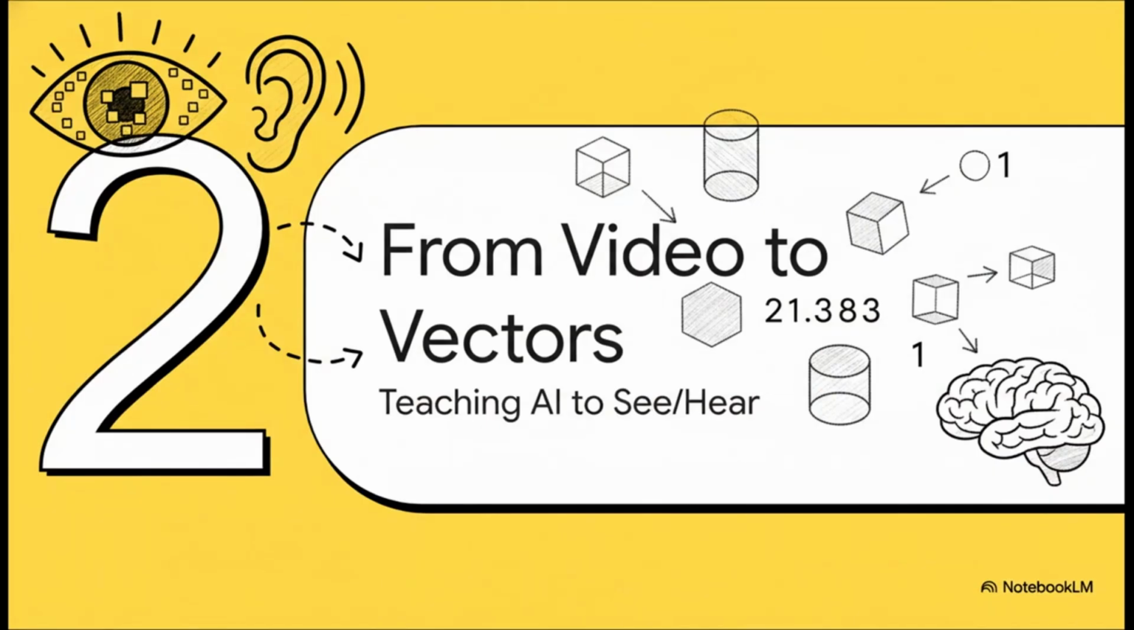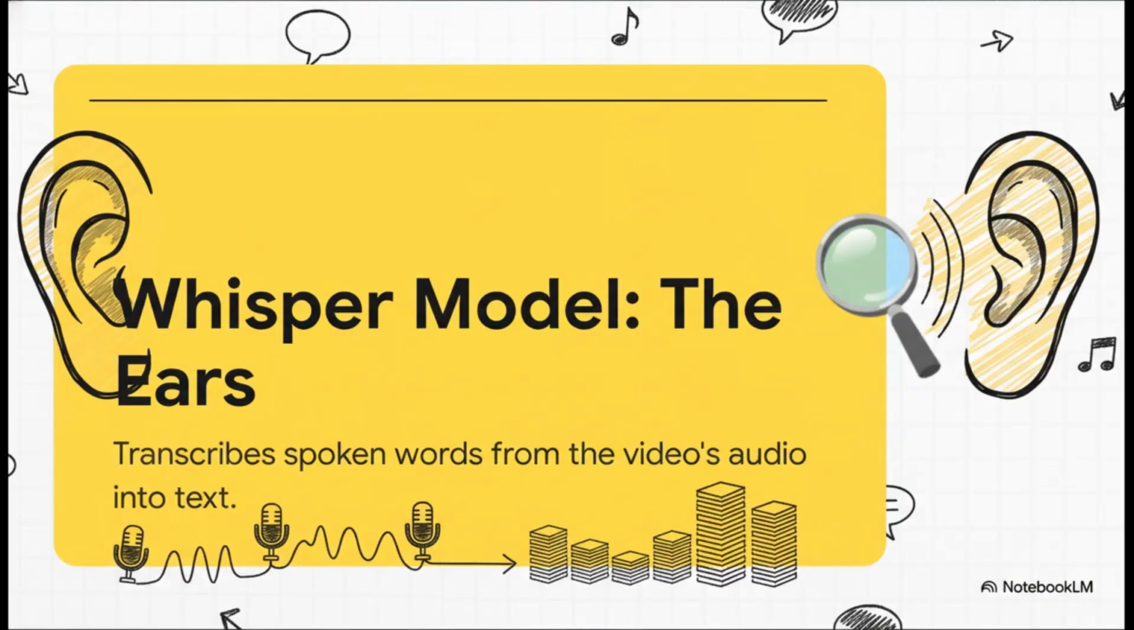Okay, so let's get into the really cool part. How does an AI actually learn to see and hear? This is the absolute core of the process, where we turn raw pixels and sound waves into a language the machine understands, numbers, or, as we call them, vectors. First things first, the system needs ears. For that, it uses a model called Whisper. Its job is simple, but amazing. It listens to every single word spoken in the video and turns it into written text. This is the first crucial layer of understanding.